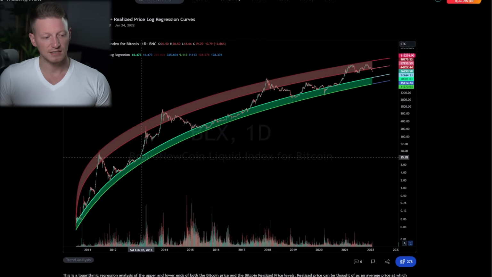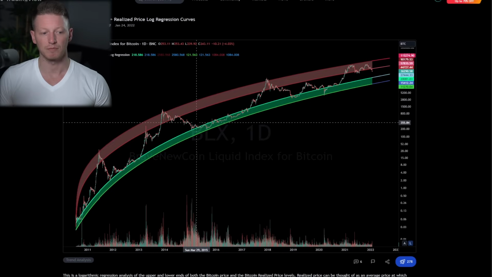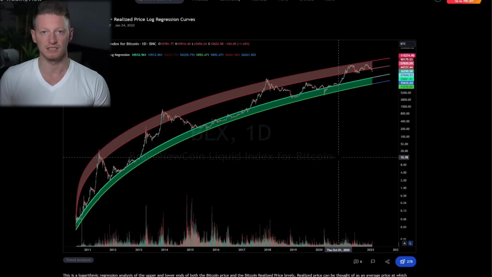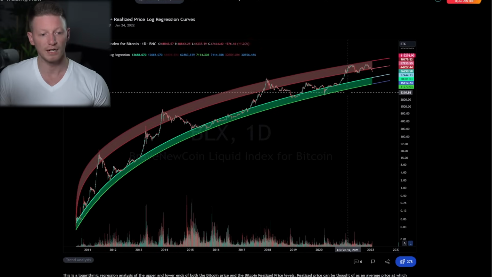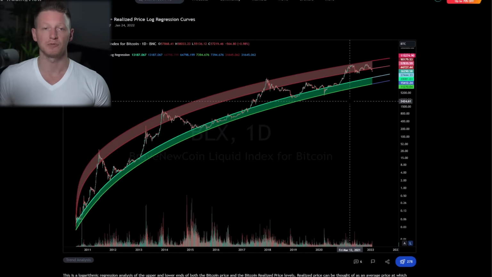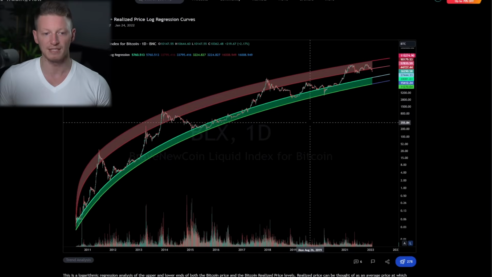The way this logarithmic regression curve works, I'm not going to go into, because this isn't a Bitcoin video. But this lower band shows where the price is expected to go towards the bottom of the market cycle, and the upper band is where it expects it to go as a cycle heats up and goes into a bull market.